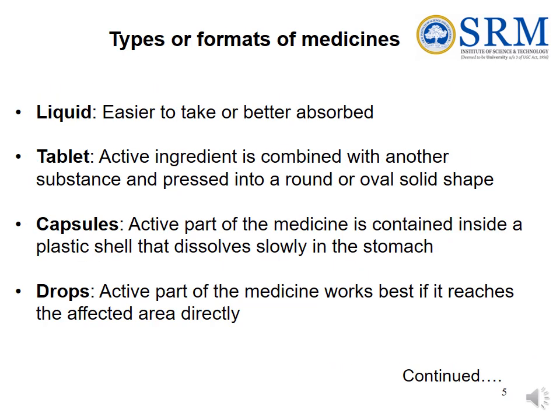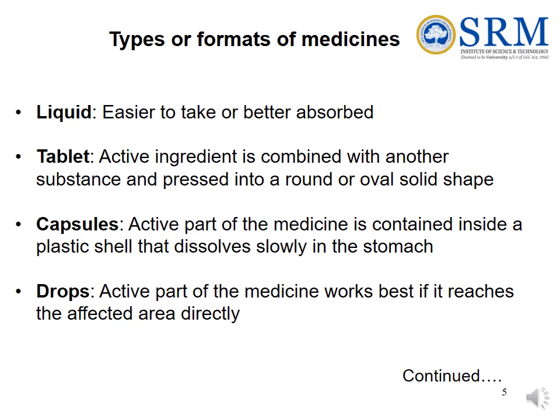Moving further, there are types or formats of medicines like liquids, tablets, capsules, or drops. In the case of liquids, they are easier to take and better absorbed. In the case of tablets, the active ingredient is generally combined with other substances and pressed into round or oval solid shapes. In capsules, the active part of the medicine is contained inside a plastic shell that slowly dissolves in the stomach.